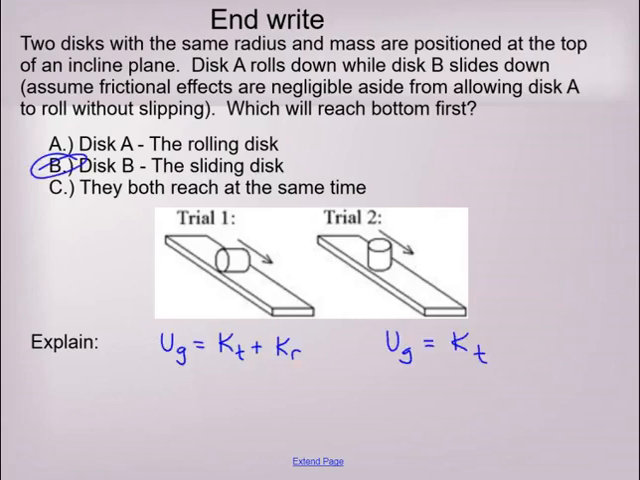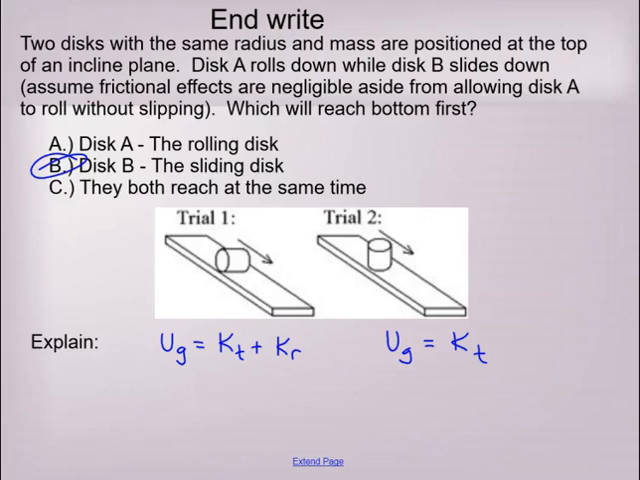Did you predict the sliding one? Well, in most of our experiences, we always see friction, and friction takes energy away from the system, and the sliding one certainly wouldn't. But in the case where friction is not taking energy from the system, the sliding disc will actually make it down the ramp first, because they have the same amount of total mechanical energy.